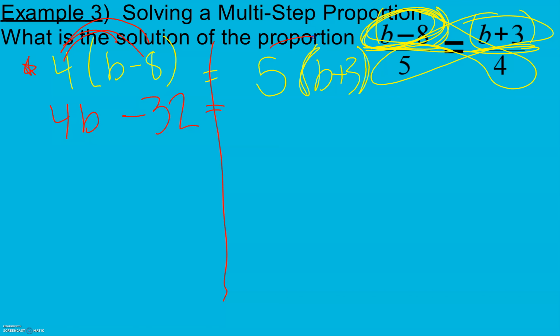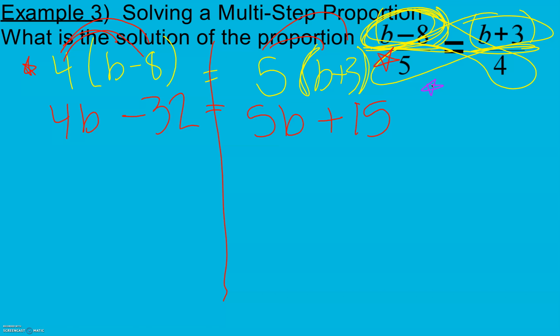Is my right side as simple as we can get it? It's not, so we distribute. I take 5 times b, and I take 5 times 3. And now it's as simple as we can get it. So once both sides are as simple as we can get them, we try and get all of our variables together on one side. I have 4 b's on the left and 5 b's on the right. I'm going to move them all to where I have the most b's, which is this side.